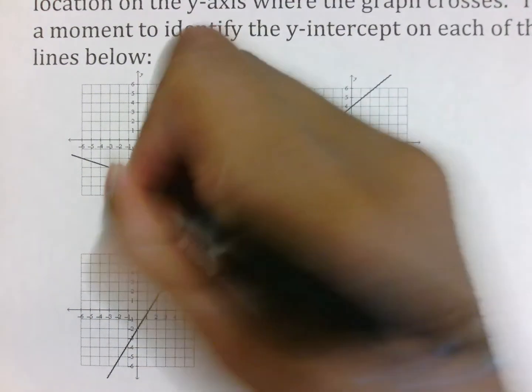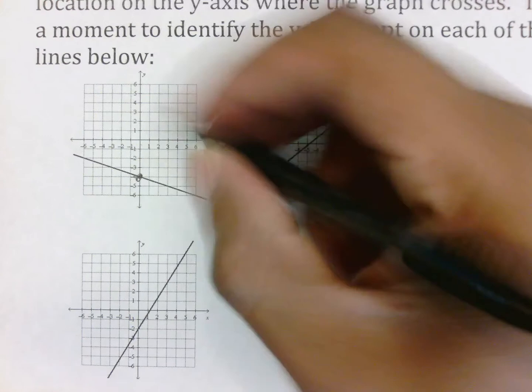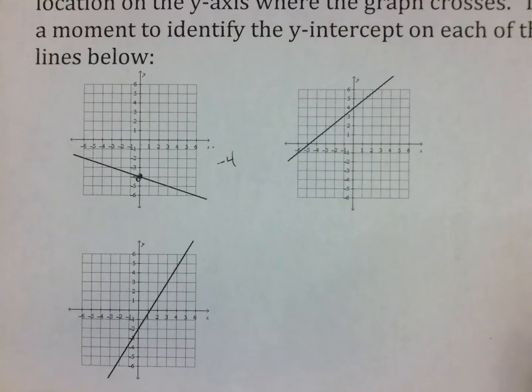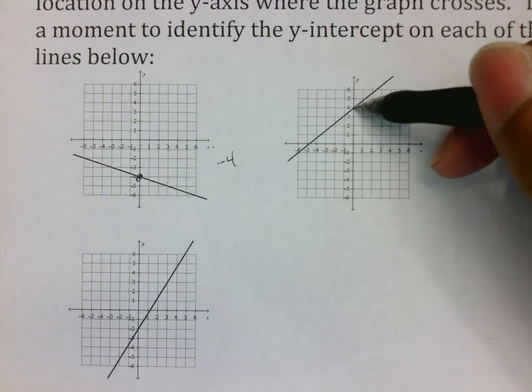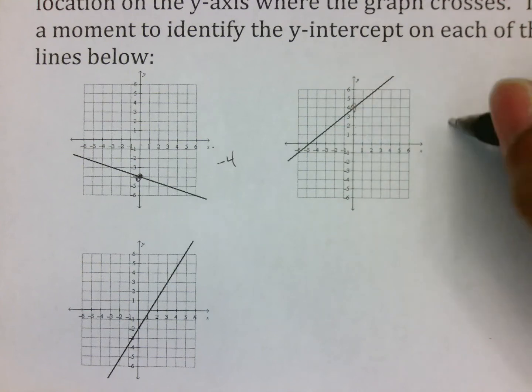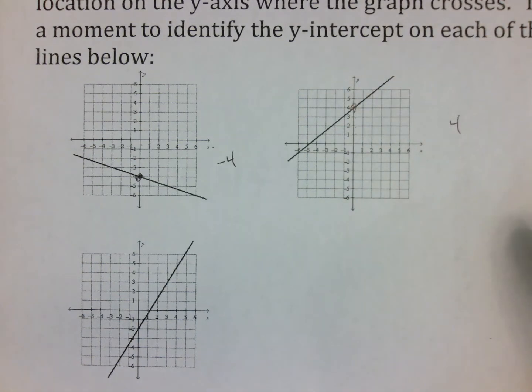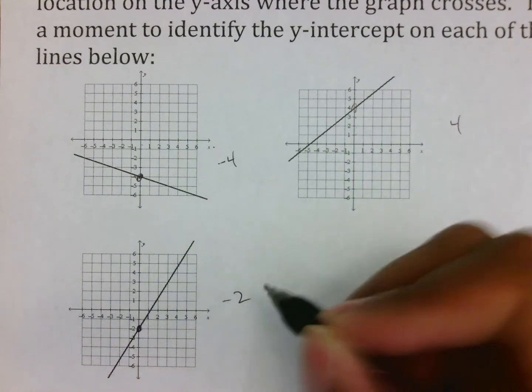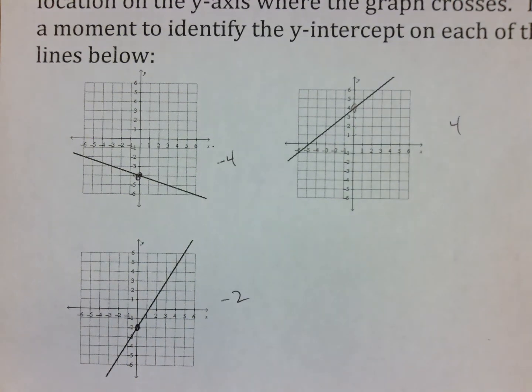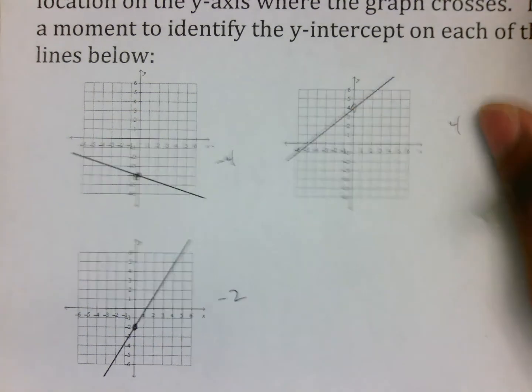crosses. This here crosses at 1, 2, 3, 4 down, which means the y-intercept is negative 4. This graph here on the y-axis crosses at 1, 2, 3, 4 up, which is a positive 4. This graph here crosses at negative 2, which means that that is your value for b. So again, finding the y-intercept, not tough. Finding the slope of the equation, not tough.